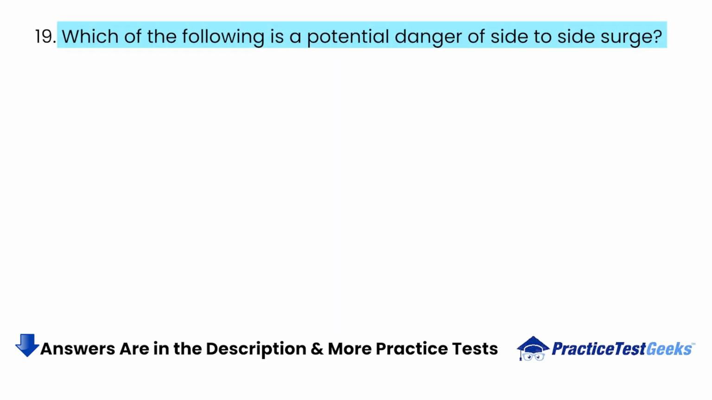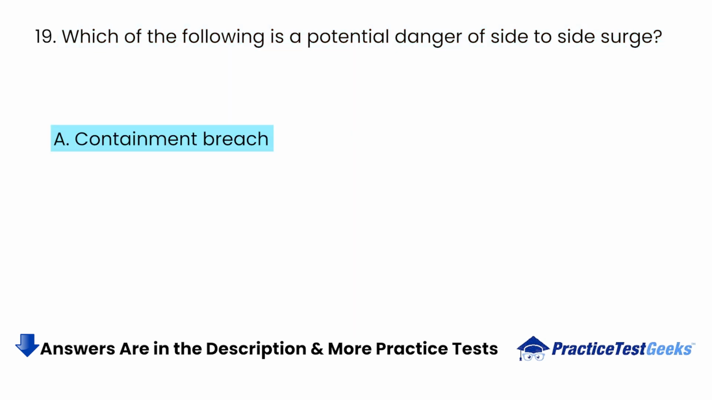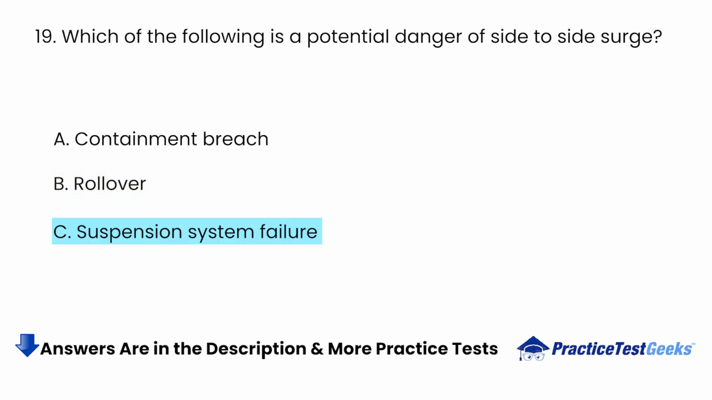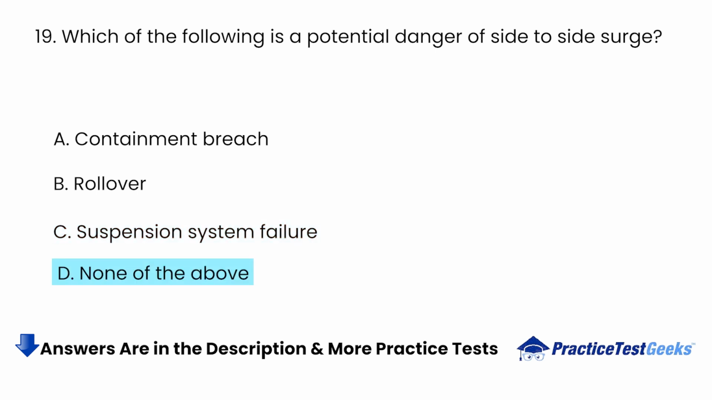Which of the following is a potential danger of side-to-side surge? A. Containment breach. B. Rollover. C. Suspension system failure. D. None of the above.